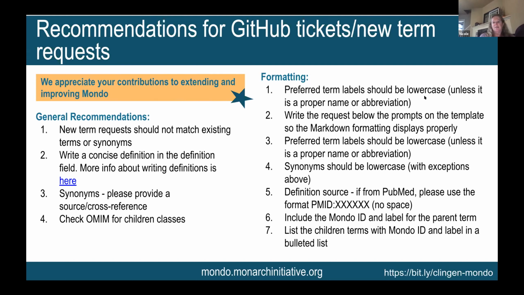And then these things are just really low priority, but they're formatting things that facilitate my curation efforts in getting these terms into Mondo. So everything in Mondo is lowercase, the labels and the synonyms, unless it's a proper term or a name or abbreviation. So if you had a gene name related myopathy, then obviously the gene name would be capitalized, but otherwise the term labels should be lowercase.